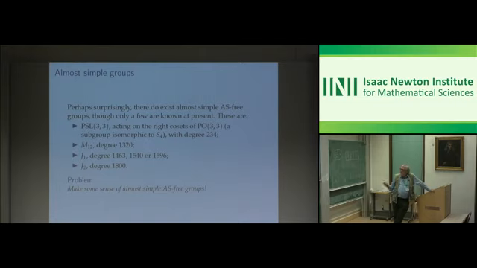Problem: make some sense of these almost simple AS-free groups. You know, this scruffy list here is what's going on. Why are we just getting those?